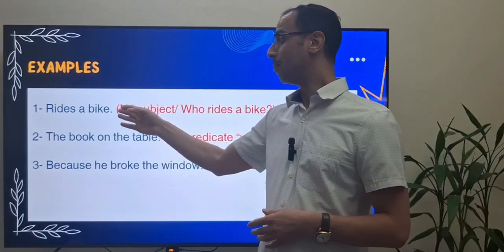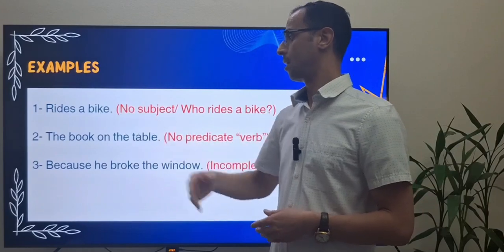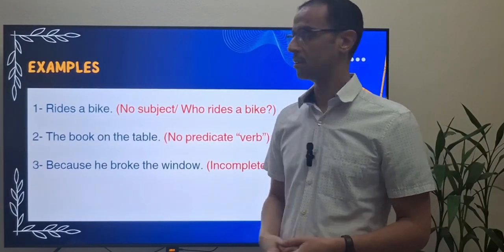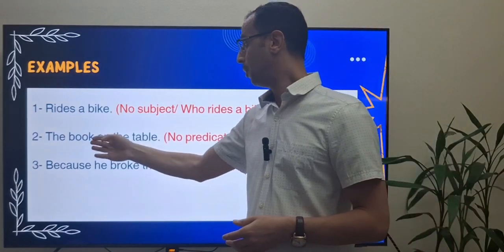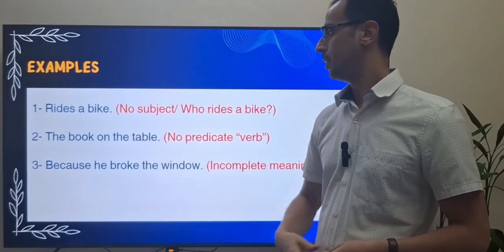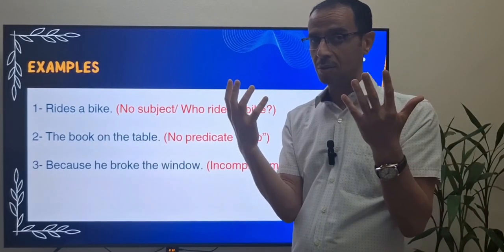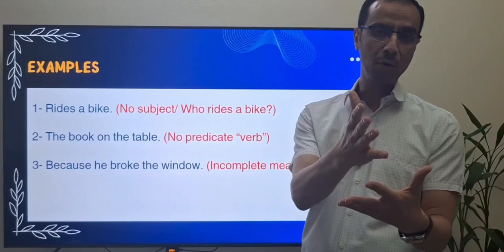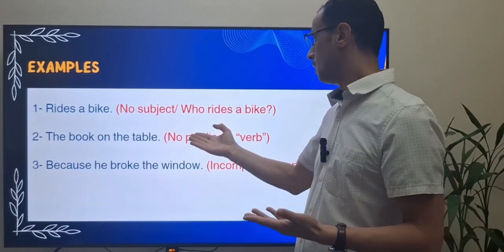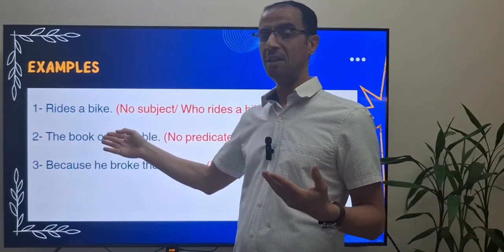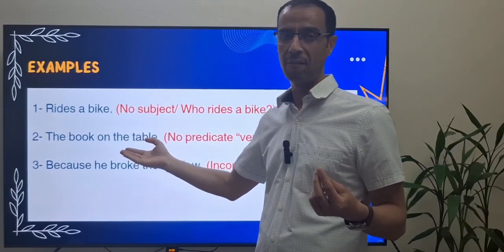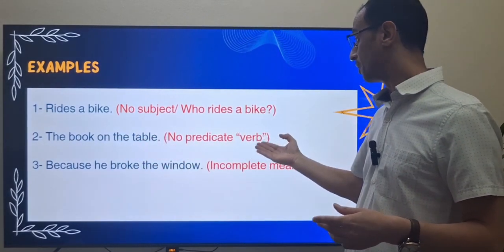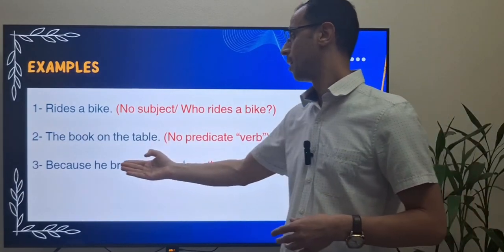Examples. Rides a bike. There's no subject. Who rides a bike? We don't know. The book on the table. We understand that there is, for example, a book on the table. But you know that there should be a subject and the main part of the predicate is the verb. Where's the verb here? We don't have one. So no predicate, or you can say there's no verb.